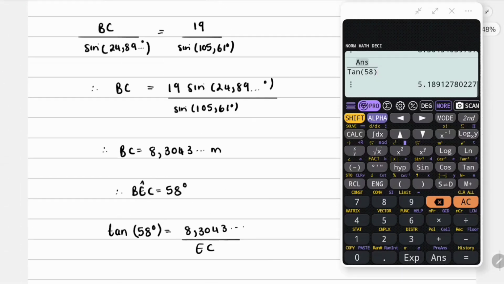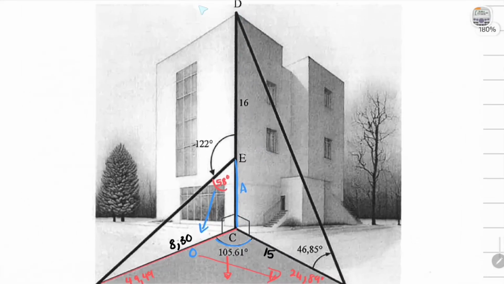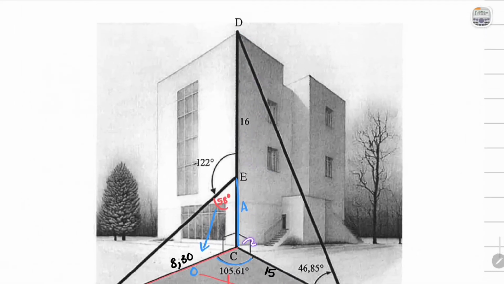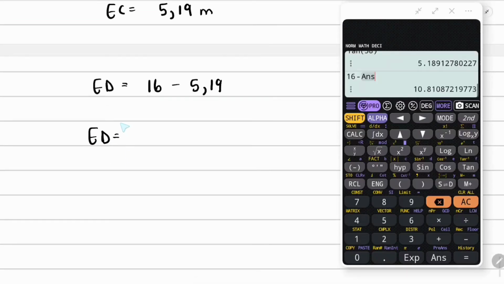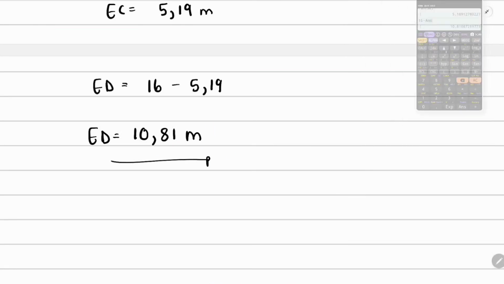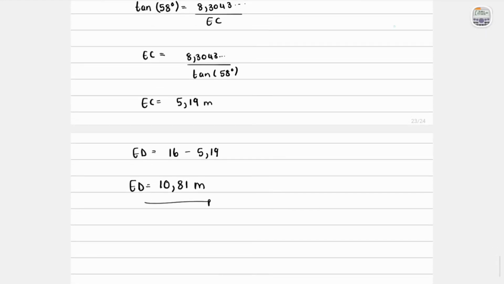So we were looking specifically for the length of ED, and you can see now that to find ED, you will simply take the entire length of DC and then say minus EC, and that will give you ED. So ED is equal to 16 minus 5.19, and that will be ED. Okay, which is just going to be 10.81 meters, and that is our final answer. The length of ED is 10.81 meters. Okay, and that is it for question 8.